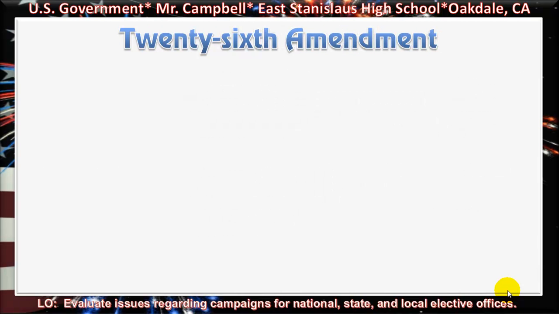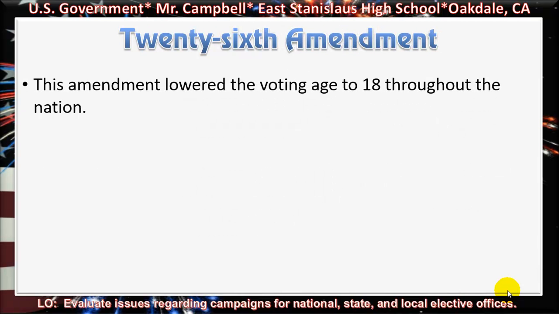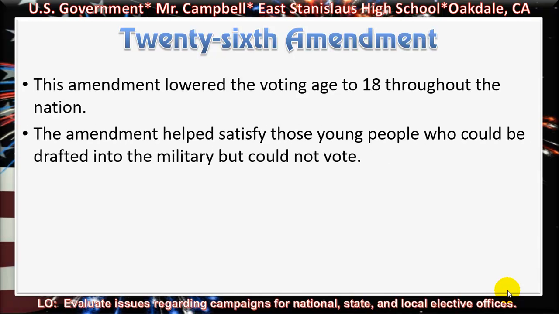The 26th Amendment. This amendment lowered the voting age to 18 throughout the nation. The amendment helped to satisfy those young people who could be drafted into the military but could not vote. Now, of course, this happened amidst the backdrop of the very controversial Vietnam War.